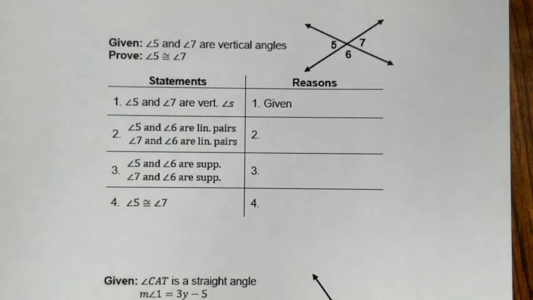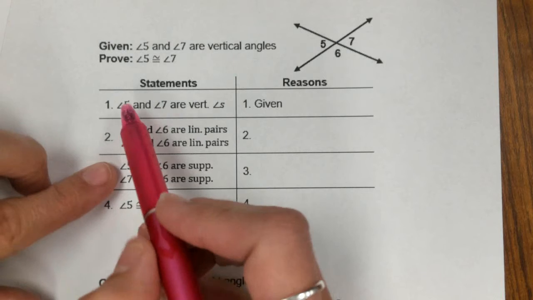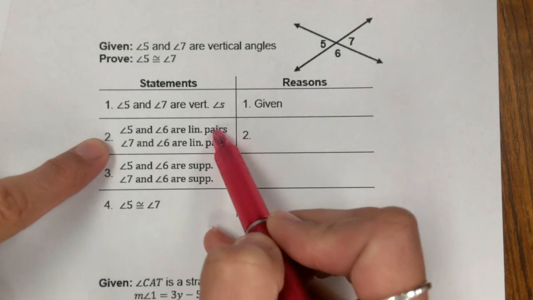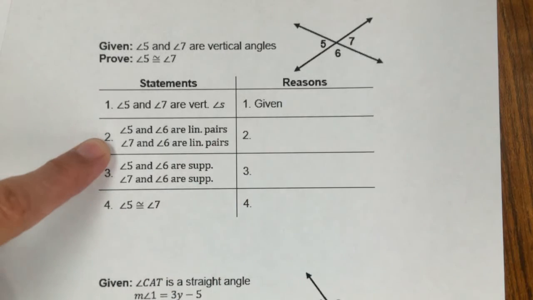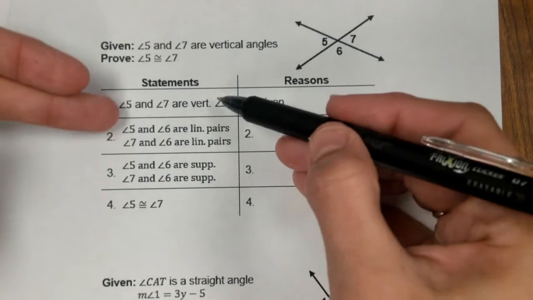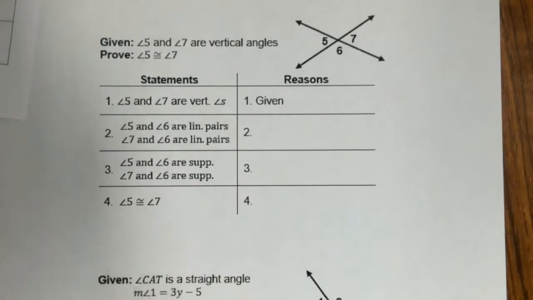So here we have, starting off with angles 5 and 7 are vertical angles. So that is our given. We don't need to look at anything. It's our given. Next, we have that angle 5 and 6 are a linear pair. Angle 7 and 6 are a linear pair. So we don't go from vertical angles to linear pair because they're two completely different kinds of angle relationships.